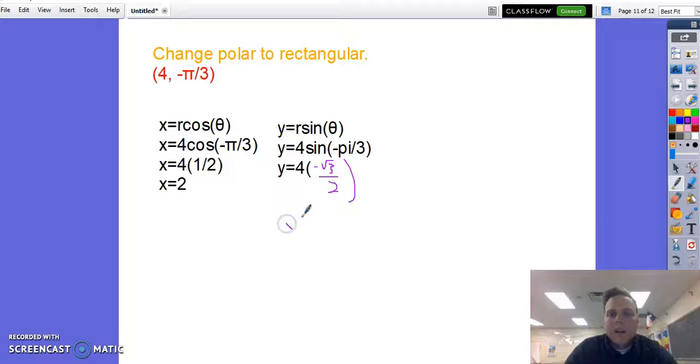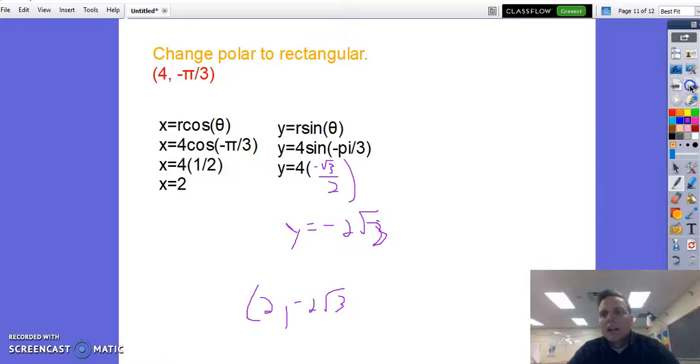All right? And now, hopefully you've been paying attention all year, and you know that when you multiply a whole number into this, it's going to multiply to the numerator, but it does still reduce with this denominator. So I'd get negative 2 square roots of 3. So if I'm changing this polar point to a rectangular point, the polar point 4 comma negative pi over 3 is the same thing as the rectangular point 2 comma negative 2 square roots of 3.